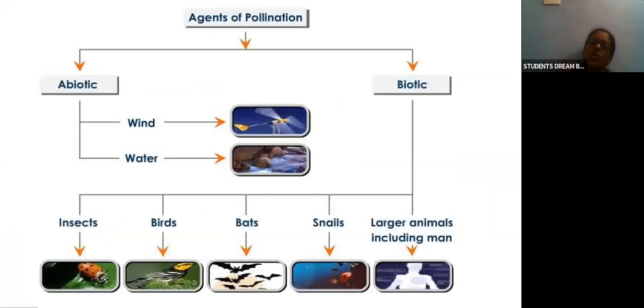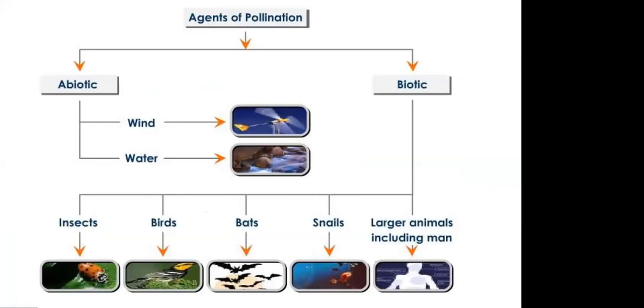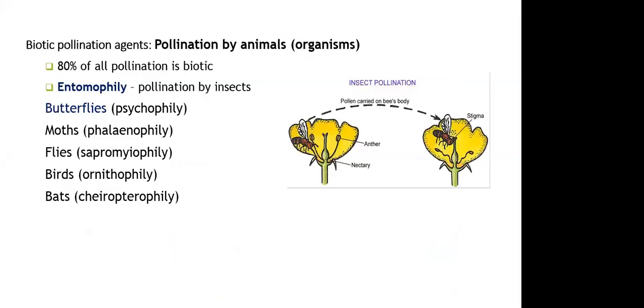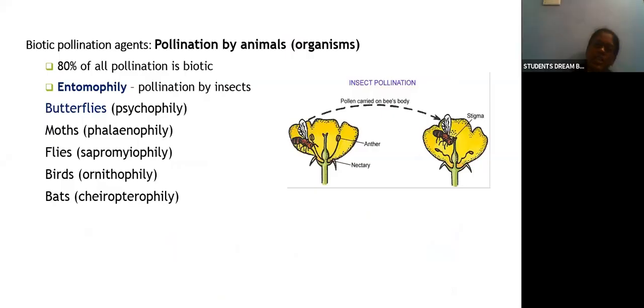Who is bringing about pollination? By which medium does pollination happen? Okay, so pollination can occur either by abiotic methods or biotic methods. Abiotic means through wind, water, all of that, we call it abiotic, whereas biotic is through any living organisms like insects, birds, bats, snails, or any other larger animal, even including humans. It is biotic. Clear?